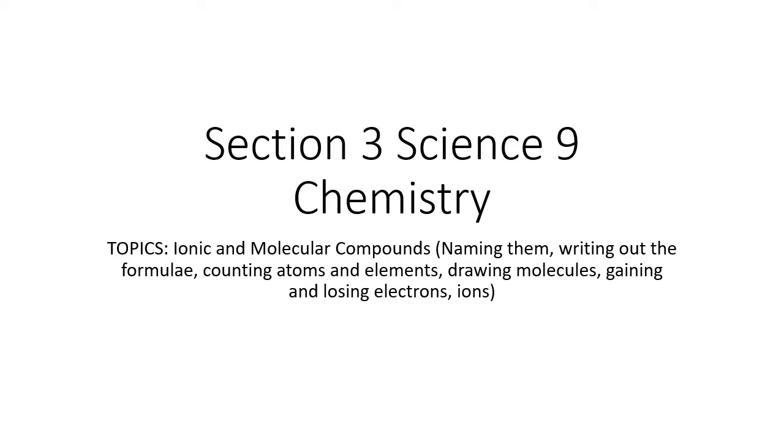This is the Section 3 Science 9 Chemistry Review. This is for my students to help them understand and review Section 3. Topics include ionic and molecular compounds, naming them and writing out their formula, counting atoms and elements, drawing molecules according to the periodic trend of atomic radii, and how we not draw ions, but what are ions, and what do we call an ion that loses an electron and others that gain electrons.